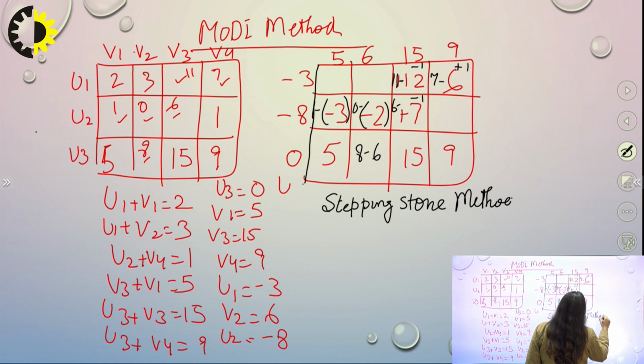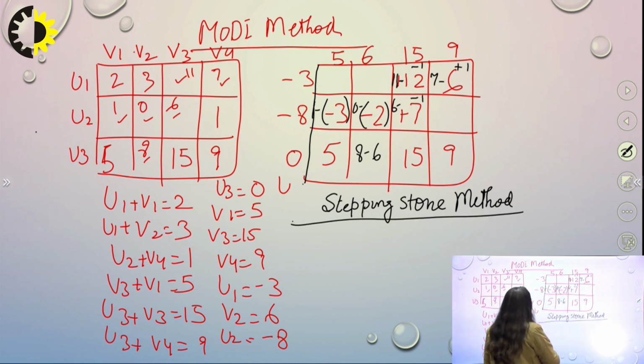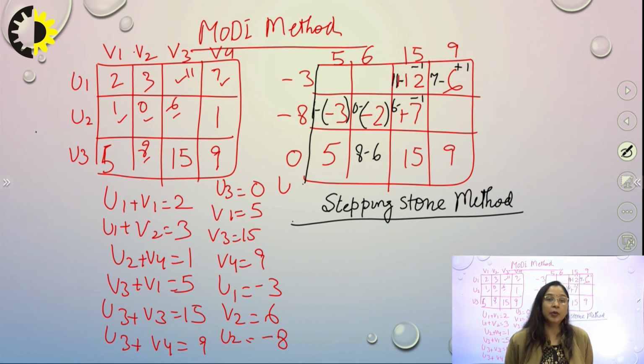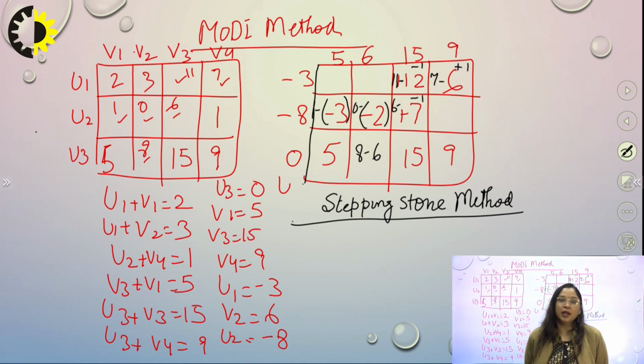Now, what is the stepping stone method? In the stepping stone method, since there are two negative numbers, we take the negative number which has the maximum value. That means, if it is minus 2, then allocation can be given to it. But there are two negative numbers over here.